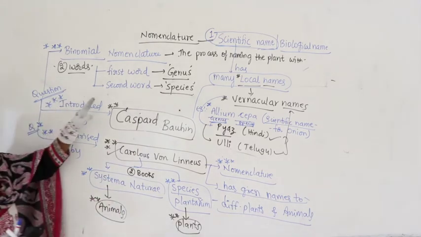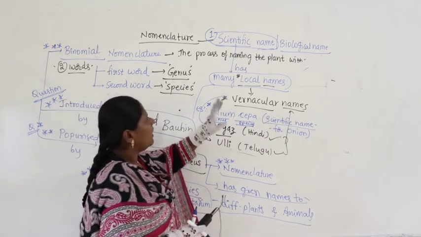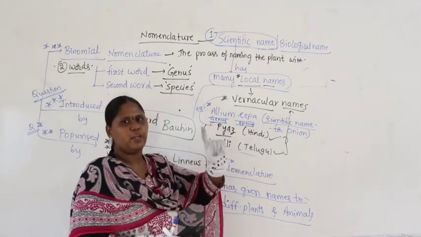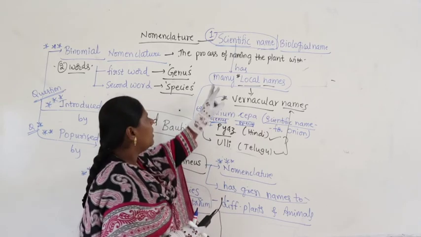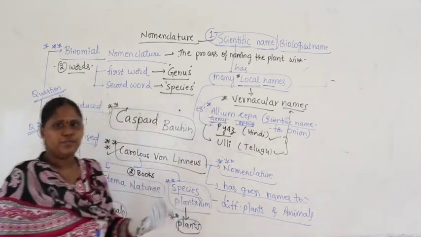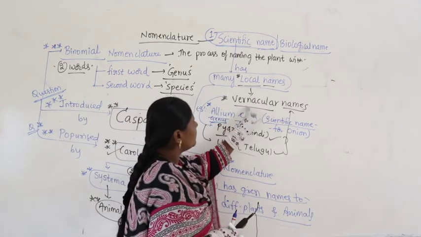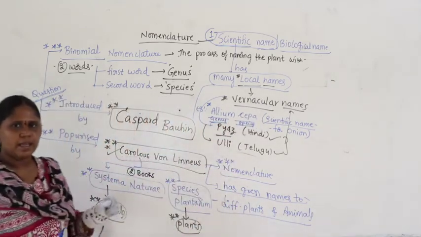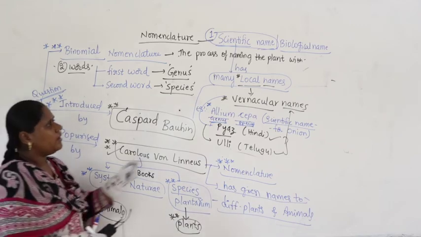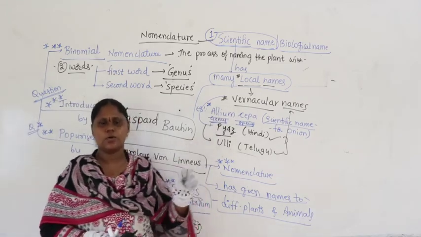So, across the world, every plant has only one scientific name or biological name, but it has many different local names. What do you call these local names? These local names are called vernacular names. Wherever you see the word vernacular, it indirectly means the local name.